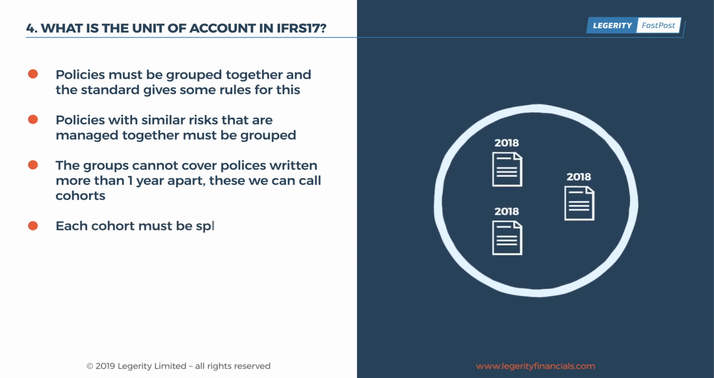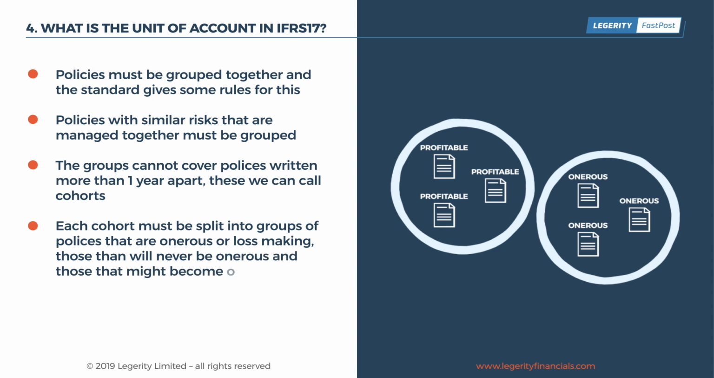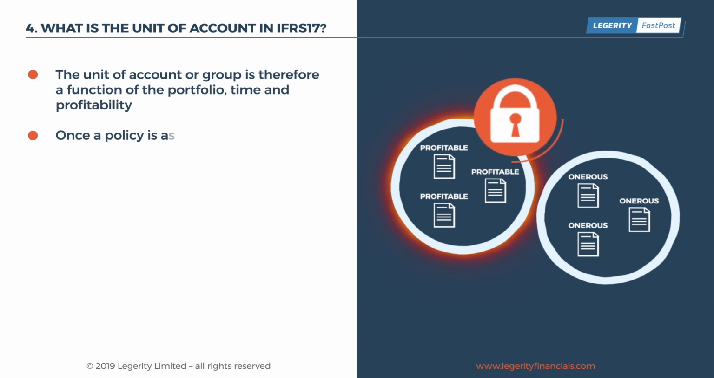Each cohort must be split into groups of policies that are onerous or loss-making, those that will never be onerous, and those that might become onerous. The unit of account or group is therefore a function of the portfolio, time and profitability, and once a policy is assigned to a group, it cannot move.